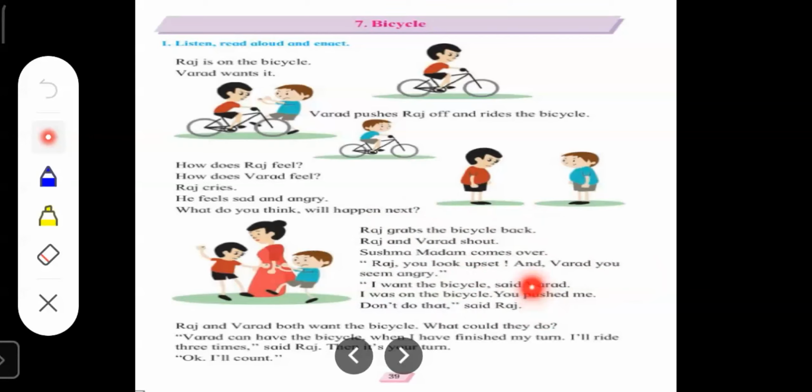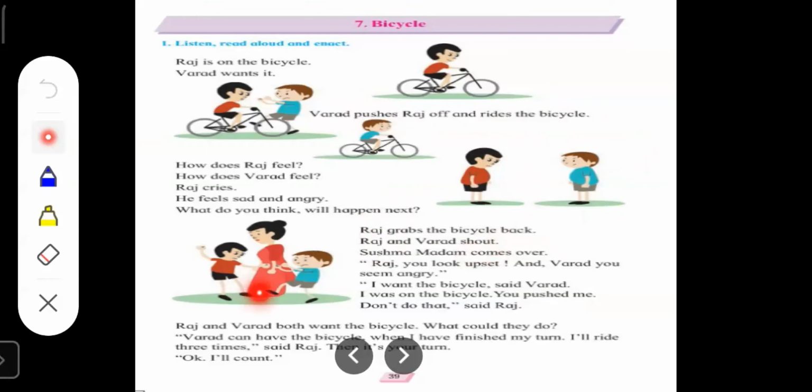So what happens? Children, both are angry now. Both are angry and sad. So why are they angry? Because both Raj and Varad want to ride the bicycle at the same time. But what does Varad do? Varad pushes Raj and you can see he is riding the bicycle. So what does Raj do now? He grabs the bicycle. That means he takes the bicycle forcefully. Okay. Then what happens? Raj and Varad began to shout.